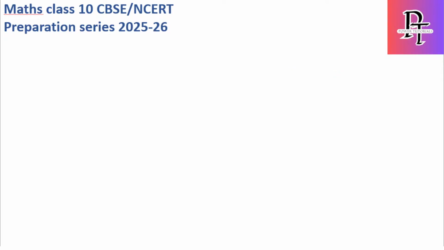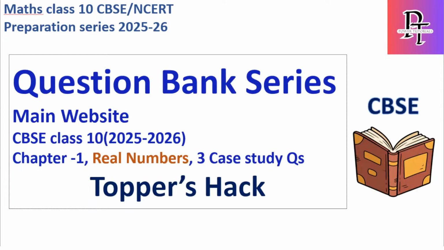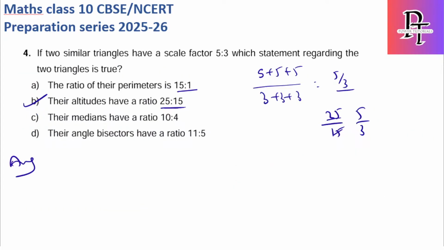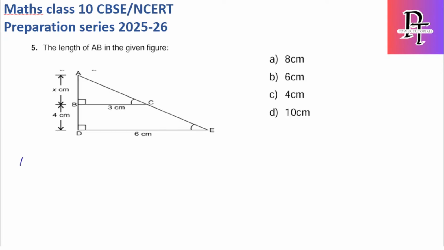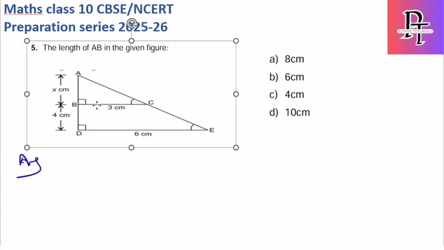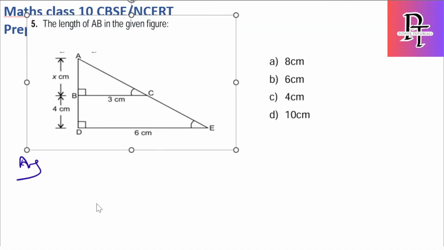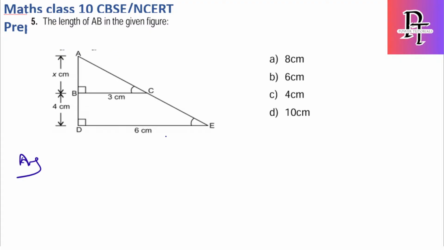Okay, let's move to the last question for today. Okay, so this is related to similarity of triangles. We have to find the length of AB in the given figure. So let me just zoom this. Hope it's better. So we have one big triangle ADE and we have one small triangle ABC, and they're asking the length of AB. This x value they're asking.